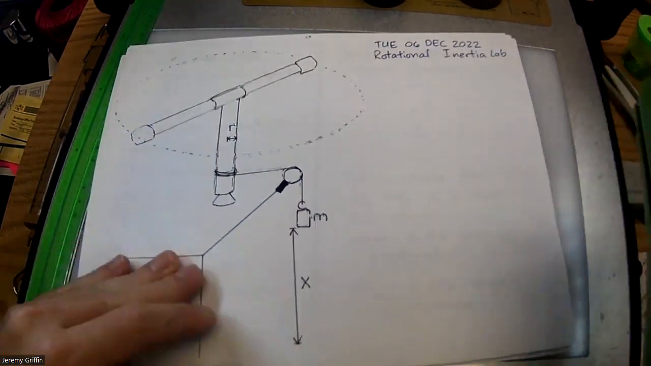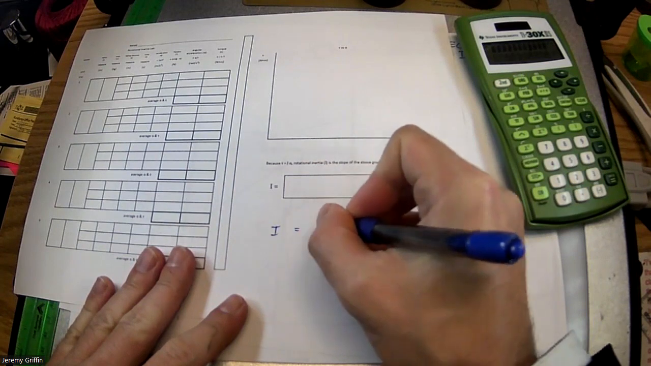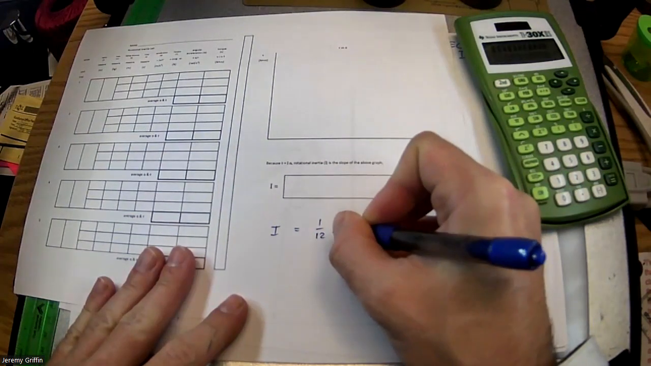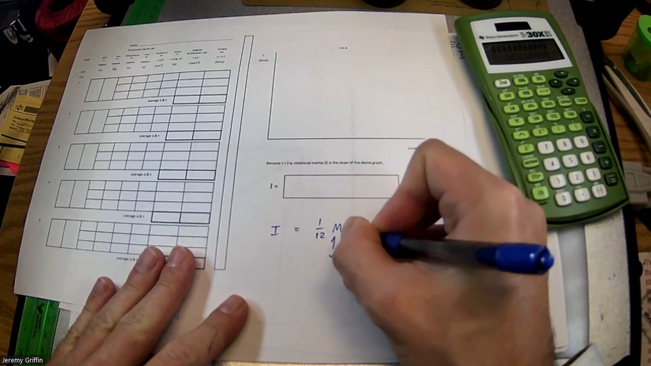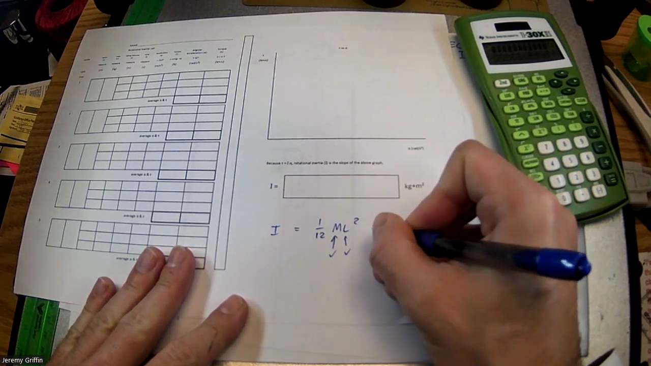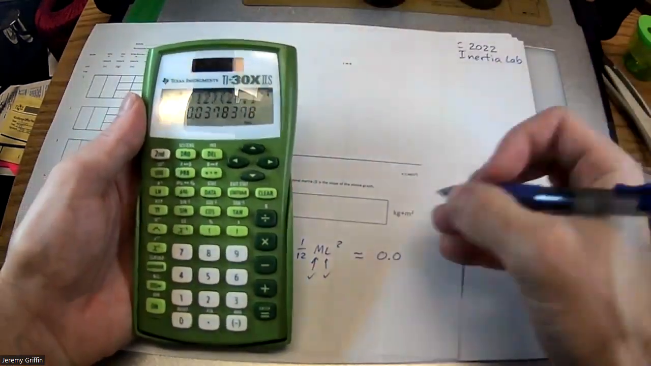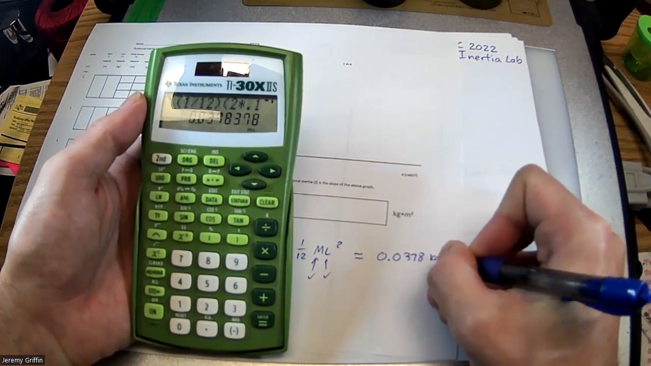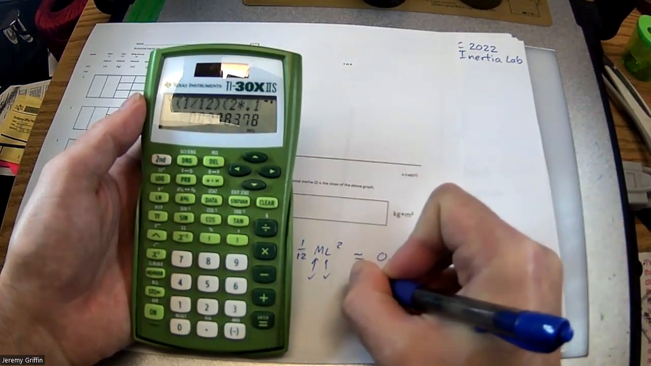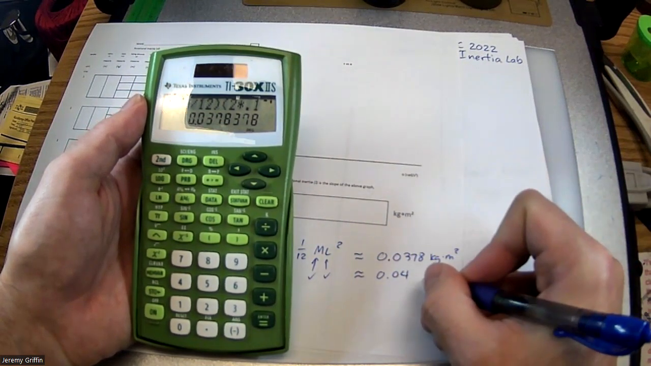So there you go. I'm going to guess, based on I equals 1/12 ML squared, that it's about 0.0378 kilogram meter squared. If you round up a little bit, maybe about 0.04, one significant digit.